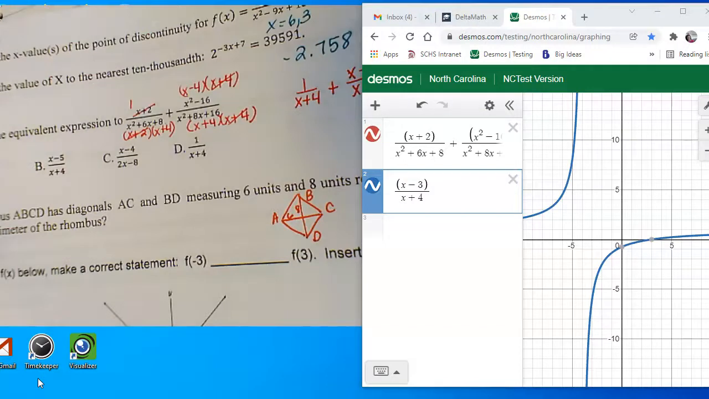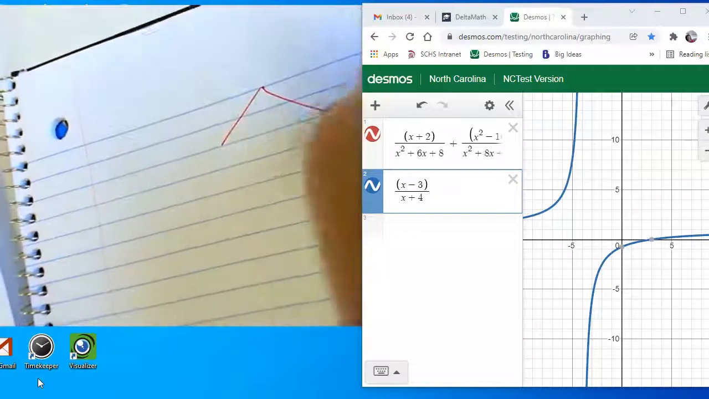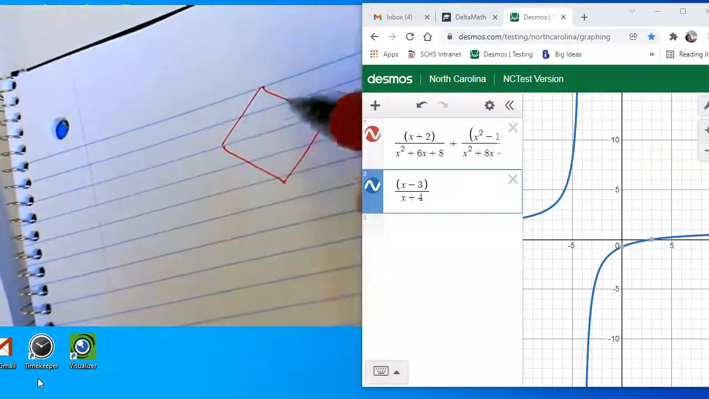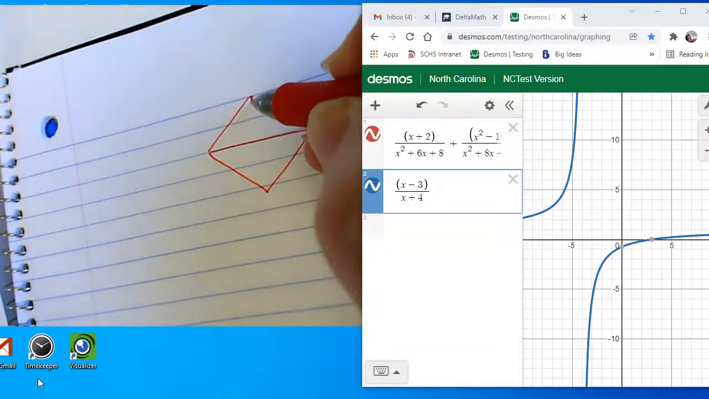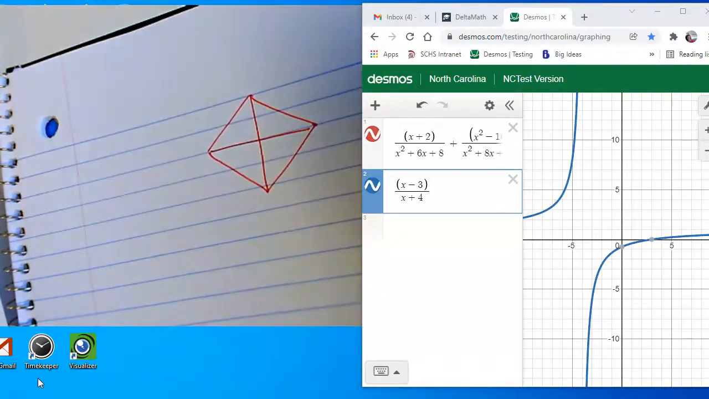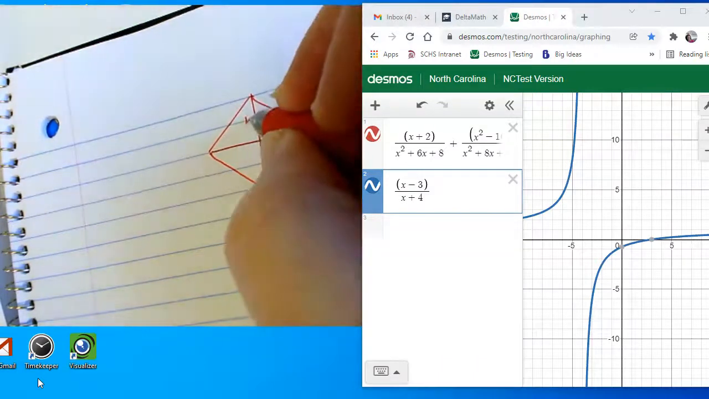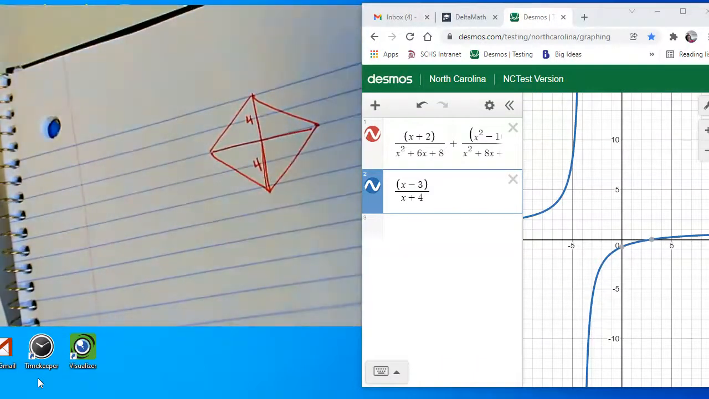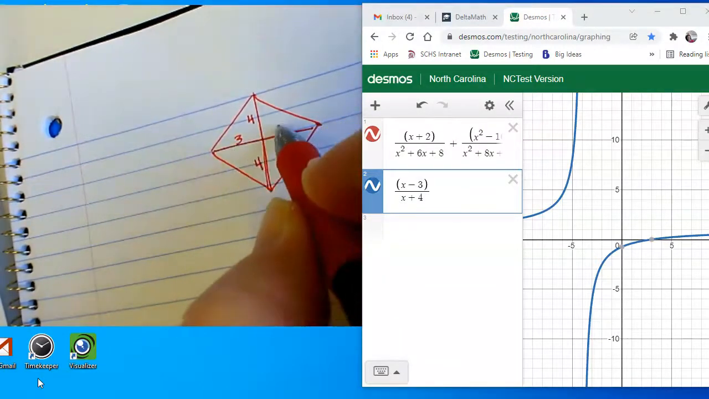Okay, so what they're doing here, whenever they tell me the 6 and 8 thing, things you may or may not know about a rhombus, I'm going to draw it better so that you can see it. Diagonals of a rhombus split each other in half. So if this is 8, then that's 4 and 4. If this is 6, then that's 3 and 3.